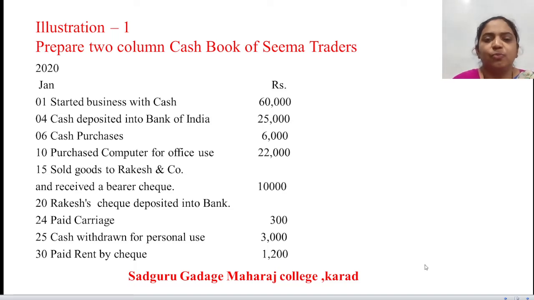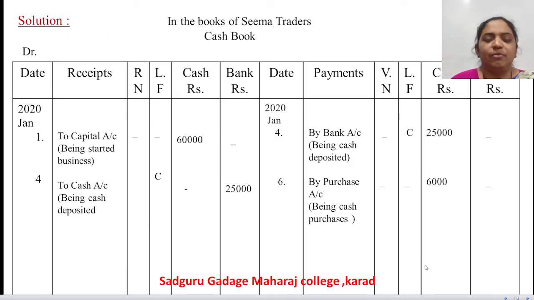For this, first we will prepare the cash book, that is 2-column, with cash and bank on the debit, and cash and bank on the credit. Let's start with this problem number 1. For the solution, you know very well, up top the title has to be given: in the books of SEMA trader, cash book. Then you will make a format: date, particulars, R number, LF number, cash, bank, and on the credit side date, payments, V number, LF number, cash rupees, bank rupees. Debit side and credit side. Let's start with transaction number 1.